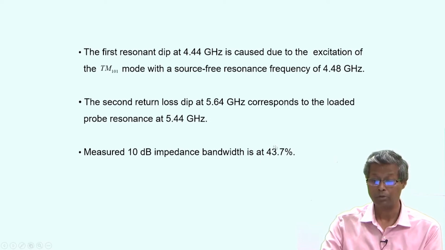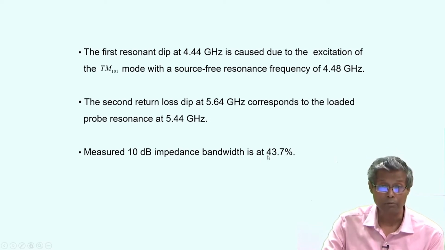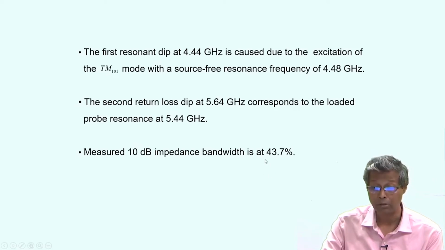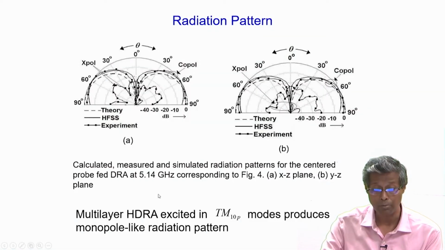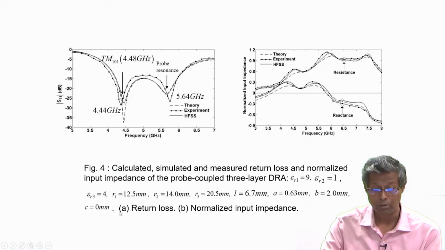Which is actually larger than the case of the slot where we got around 30% impedance bandwidth with the centered slot, and this is the case of the centered probe, as we said C is equal to 0.